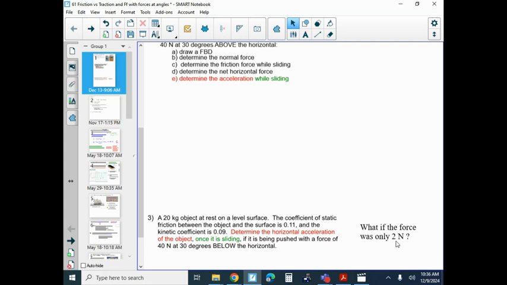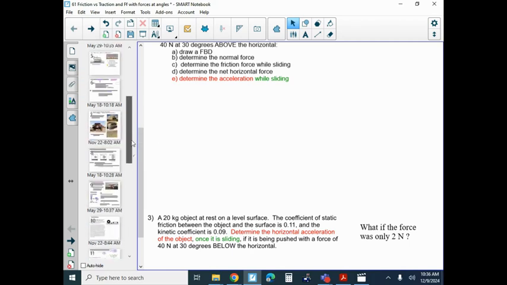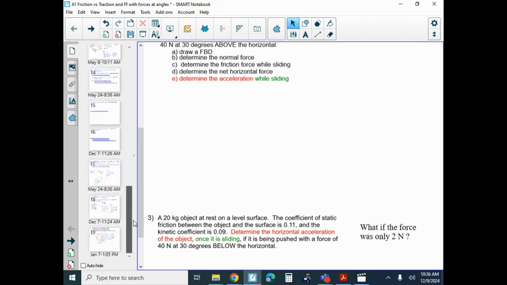Like, what if the force is only 2 newtons? What would that cause? And what I'm hoping for you to notice here is that you're going to be pushing at less than the friction force. And hopefully you're not going to conclude that means that it accelerates towards you, like we've talked about in the past. All right. So that is it for that.